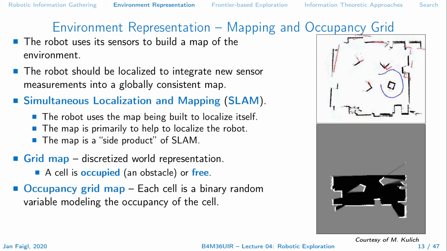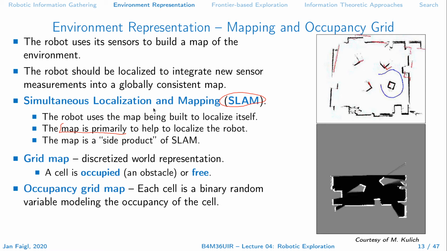There is a huge topic in robotics called simultaneous localization and mapping, also abbreviated as SLAM. In this approach, the robot uses the map being built to localize itself. I would like to highlight that this map is primarily there to help localize the robot. It is a side product of SLAM, even though we can use it for other purposes. But SLAM can use different types of features and different types of maps, and they may not be very useful for purposes like exploration.